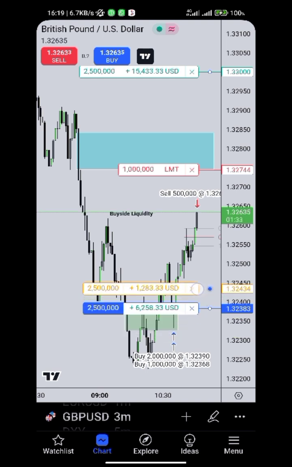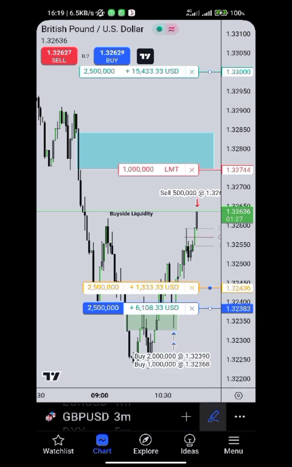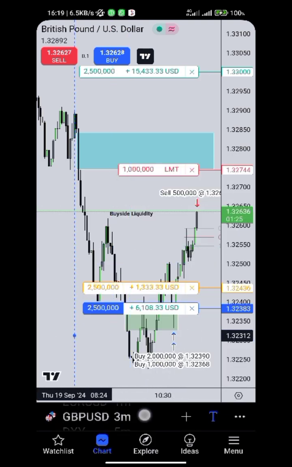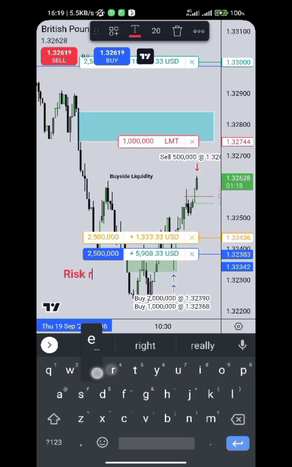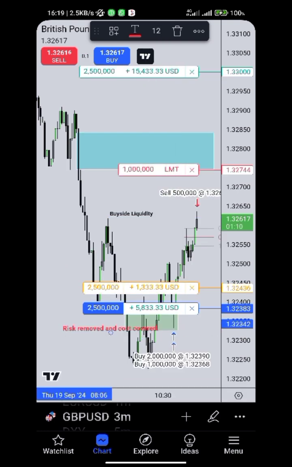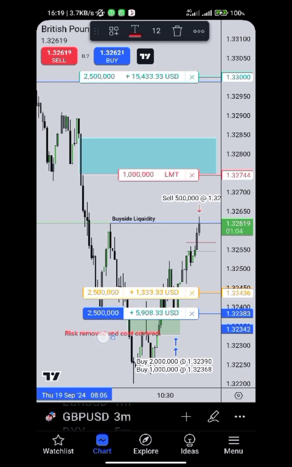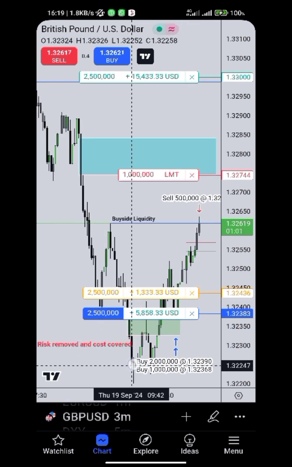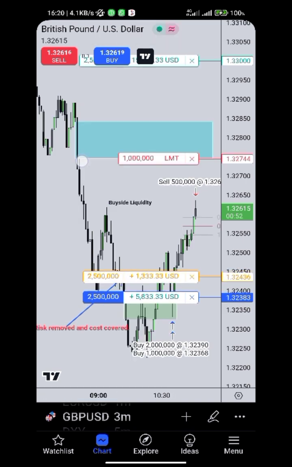I trail my stop loss to cover the cost and commission. So there you go. I trail my stop loss. So I'll write simply risk-free. Make this a little smaller. So there's no way I can lose on this trade again.